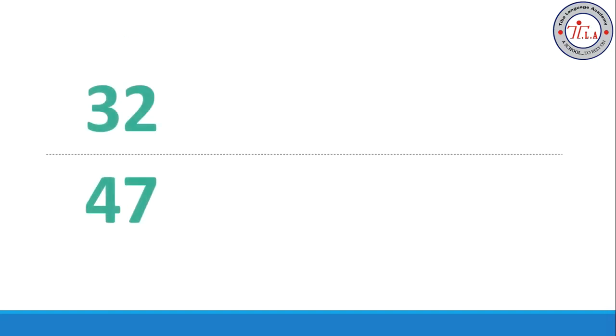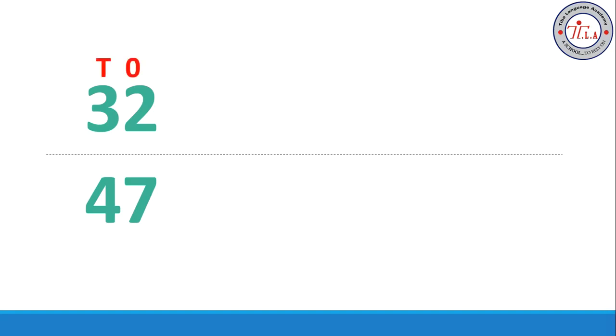Okay, here we have 32 and 47. We want to know if these two numbers are even or odd. If we have a number of 2 digits and we want to know if this number is even or odd, here we have number 32. We will not draw 32 dots. We have no time. What we will do is look at the ones place.